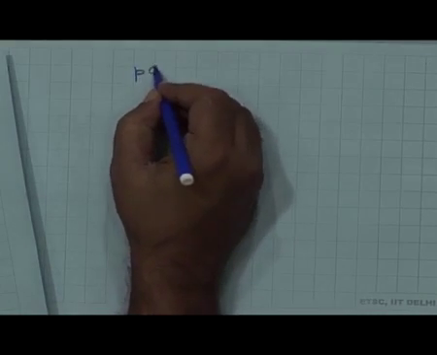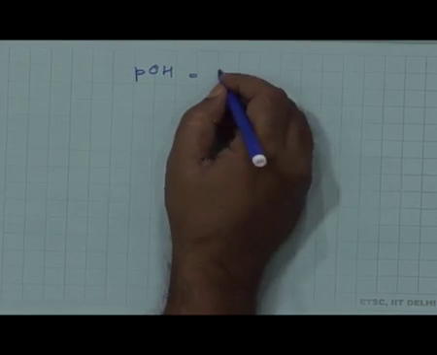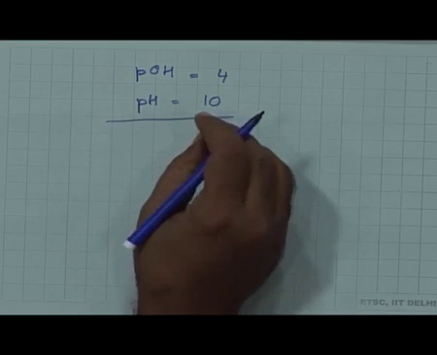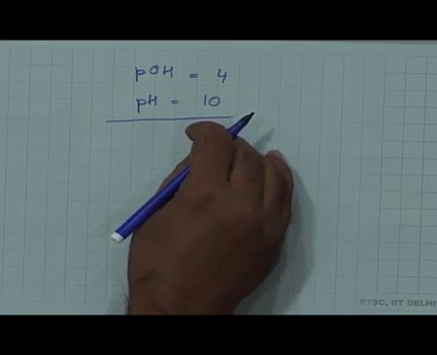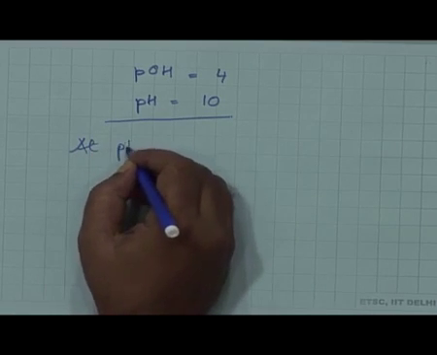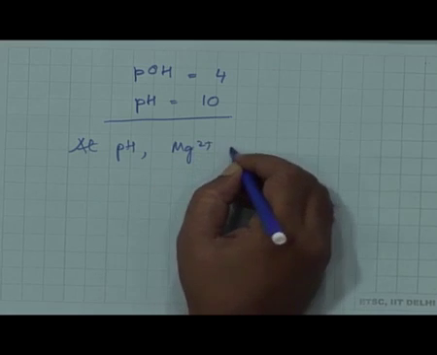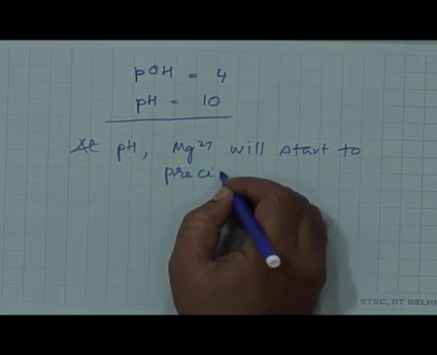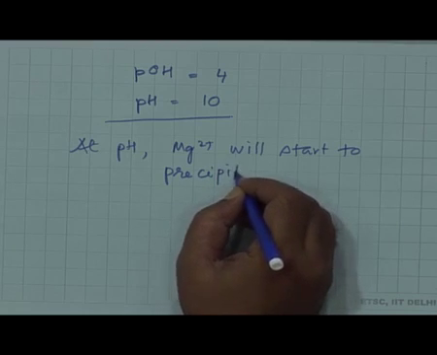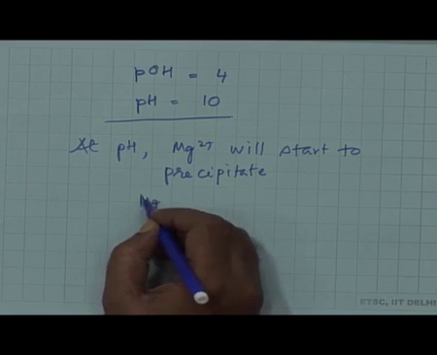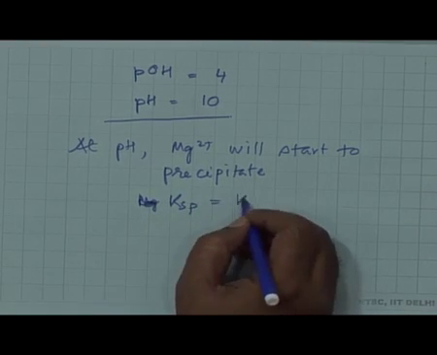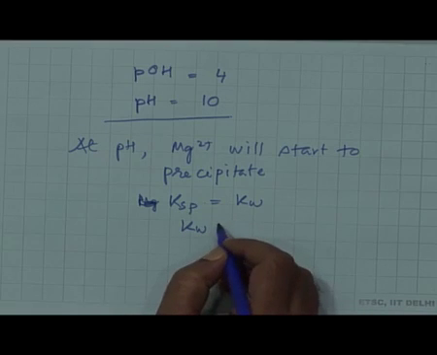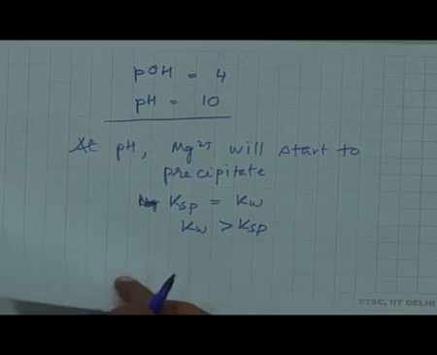So, pOH will be 4, and so pH will be 10. At this pH your Mg2+ ion will start to precipitate, since at that point the ionic product of Mg2+ and OH- will be equal to Ksp, and if we go up in pH, then the ionic product will be greater than Ksp and precipitation will begin.